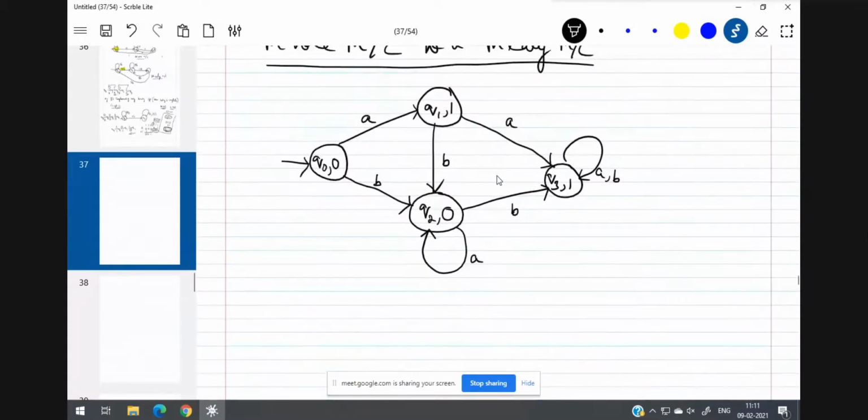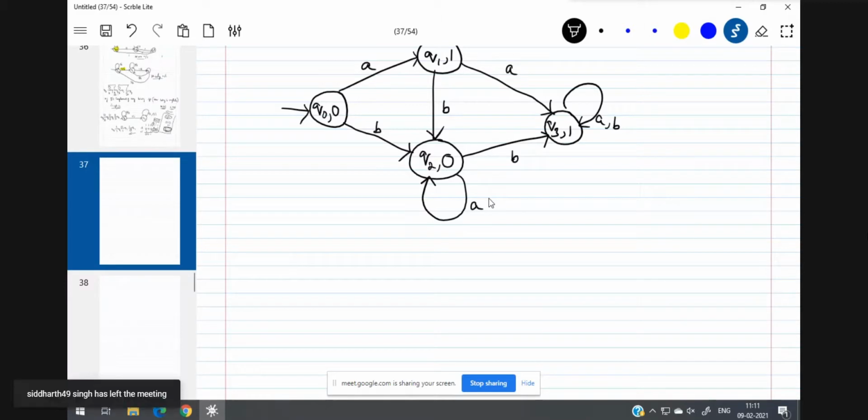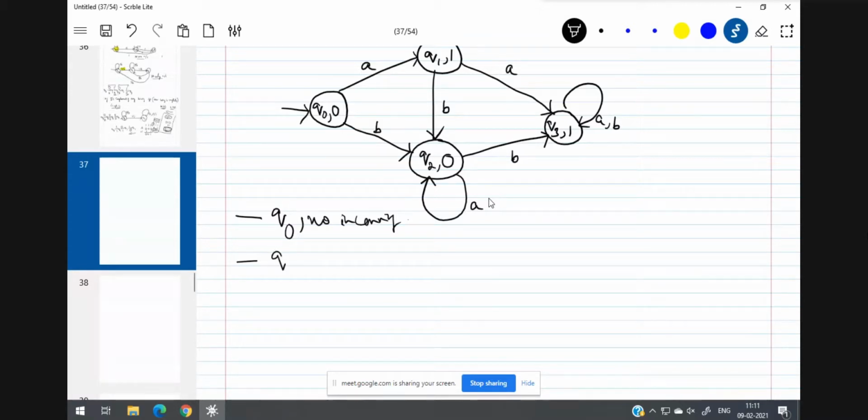So let me begin with the initial state. To convert from Moore to Mealy, I need to scan the states individually. Every state will have outgoing edges as well as incoming edges, so the important part is to check the incoming arcs of a particular state. First let me consider Q naught. Is there any incoming edge? No incoming. I'll just write no incoming.